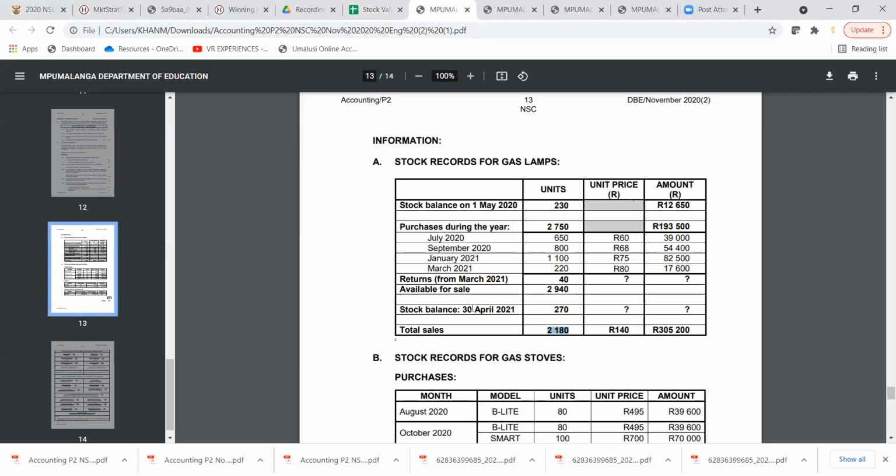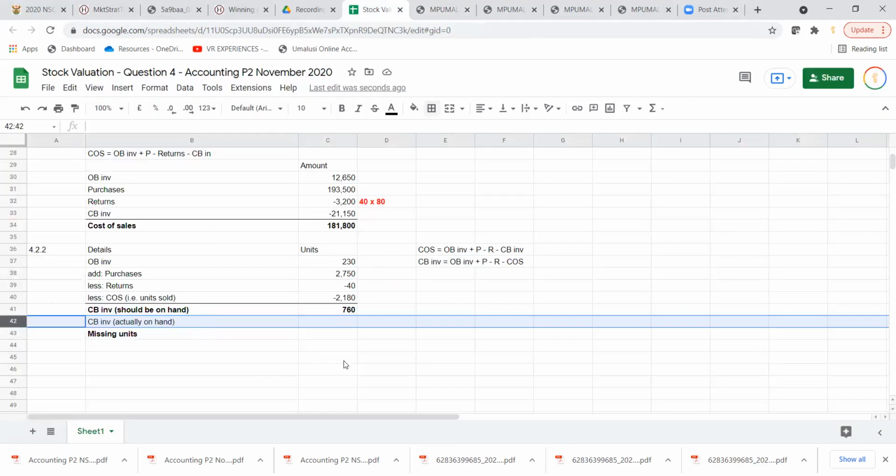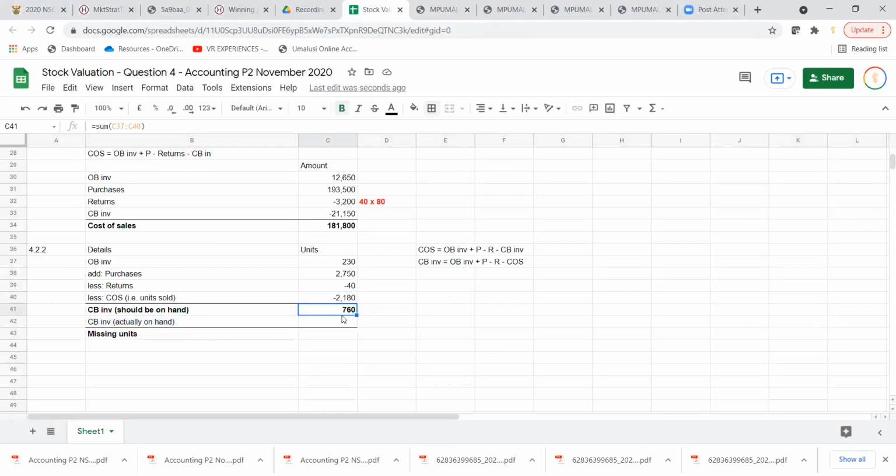They told us stock balance 30th April is 270. So what should be on hand is 760. What is actually on hand is 270. So what is missing? 760 minus 270. So 490 units are missing. Okay, so that's the answer.